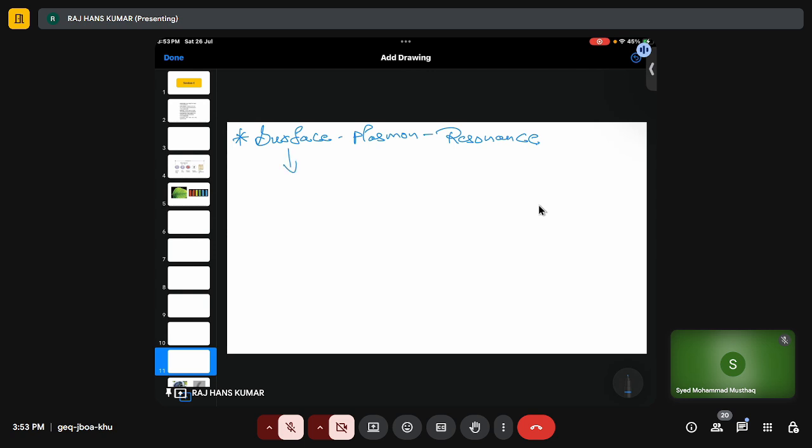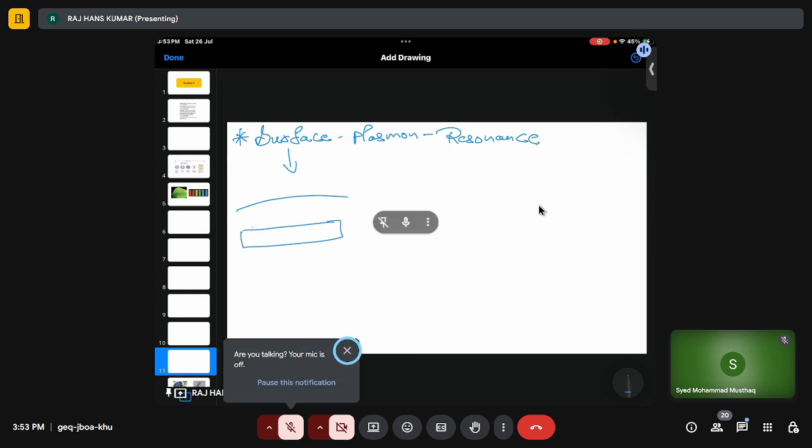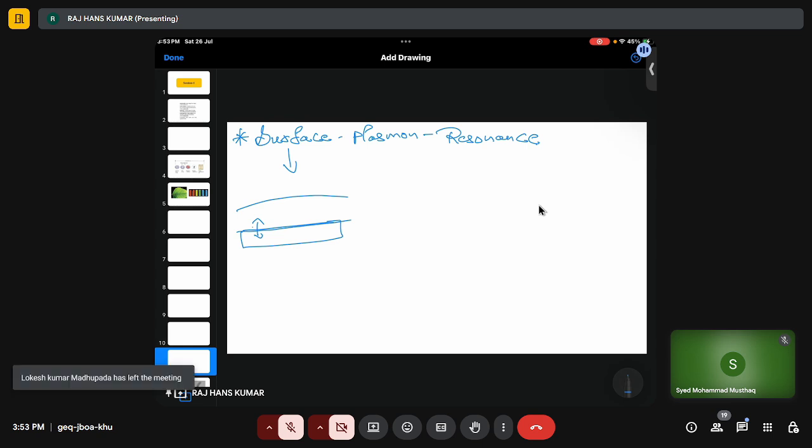What do we mean by surface? Surface is nothing but the boundary between any two things, right? For example, if I am talking about a metal rod, this is my metal rod. Then my surface is the boundary between this metal rod and air, right? There is the stoppage of my material. It is a boundary between two things. That's why we call it a surface.